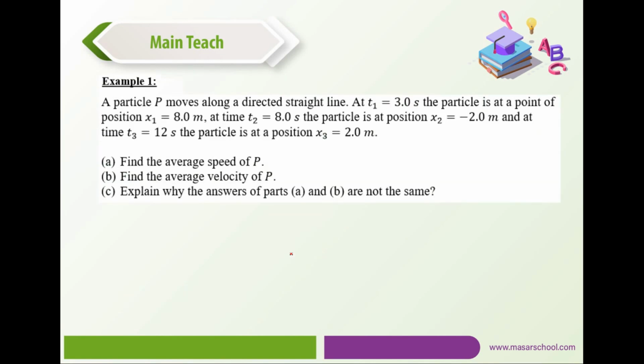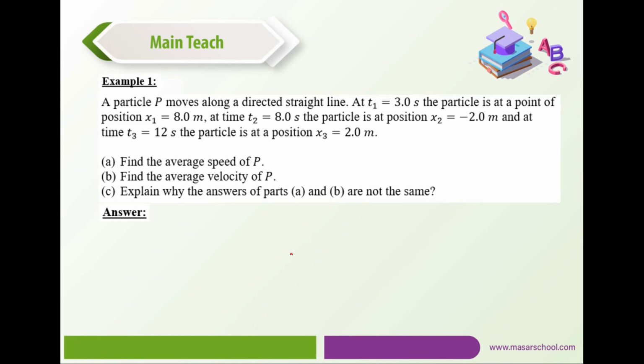Now, example 1. A particle P moves along a directed straight line. At t1 equals 3 seconds, the particle is at position x1 equals 8 meters. At time t2 equals 8 seconds, the particle is at position x2 equals negative 2 meters, and at time t3 equals 12 seconds, the particle is at position x3 equals 2 meters. We need to find the average speed and the average velocity, and explain why A and B would not be the same. Here, they didn't specify anything about the type of motion. For this reason, we are able, independent of the type of motion, to calculate average speed and average velocity.